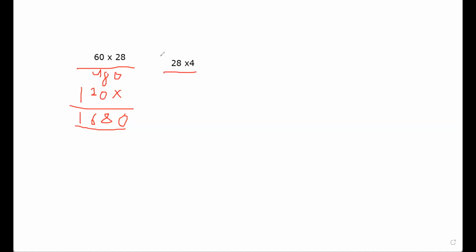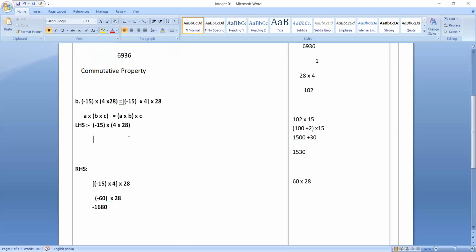4 eights are 32, 4 twos are 8, 9, 10, 11. I think there is a calculation mistake. This is 112. The answer is 112. So what will happen? This will become minus 15 into 112. Then we multiply minus 15 into 112.